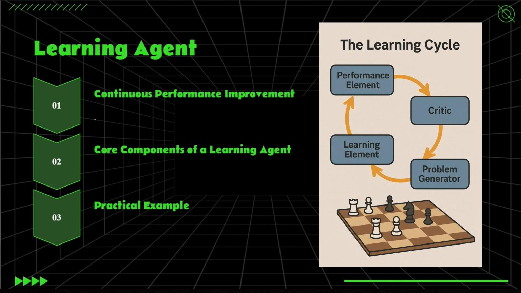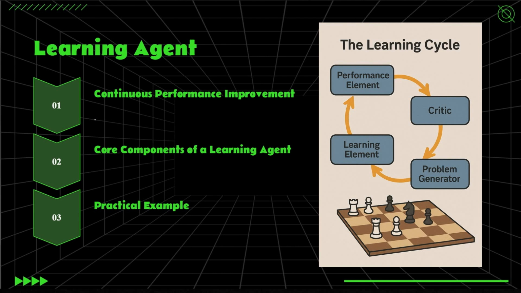So in short, a learning agent improves over time, and it learns from the feedback, it explores new strategies, and it is great for complex changing environments like games, robots, or real world decision making.